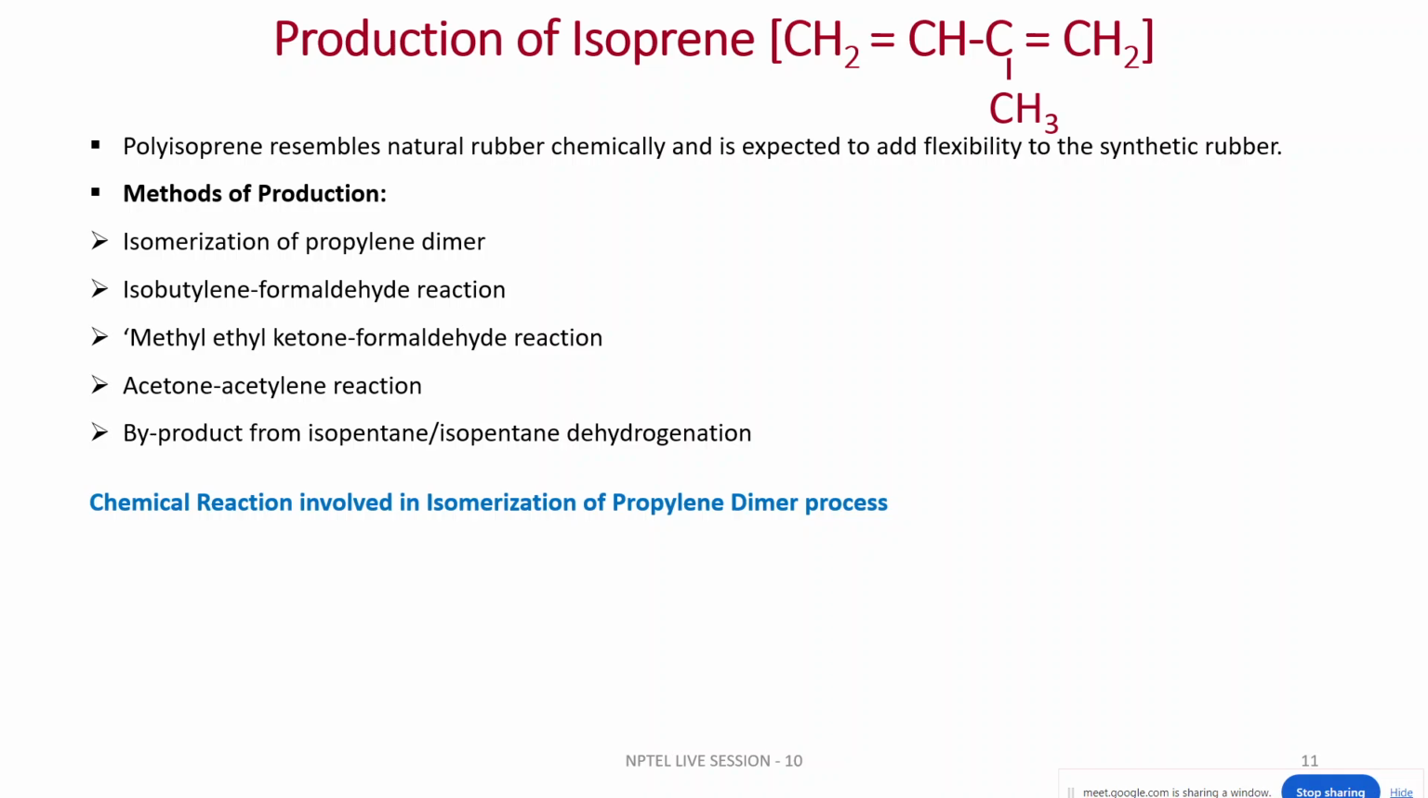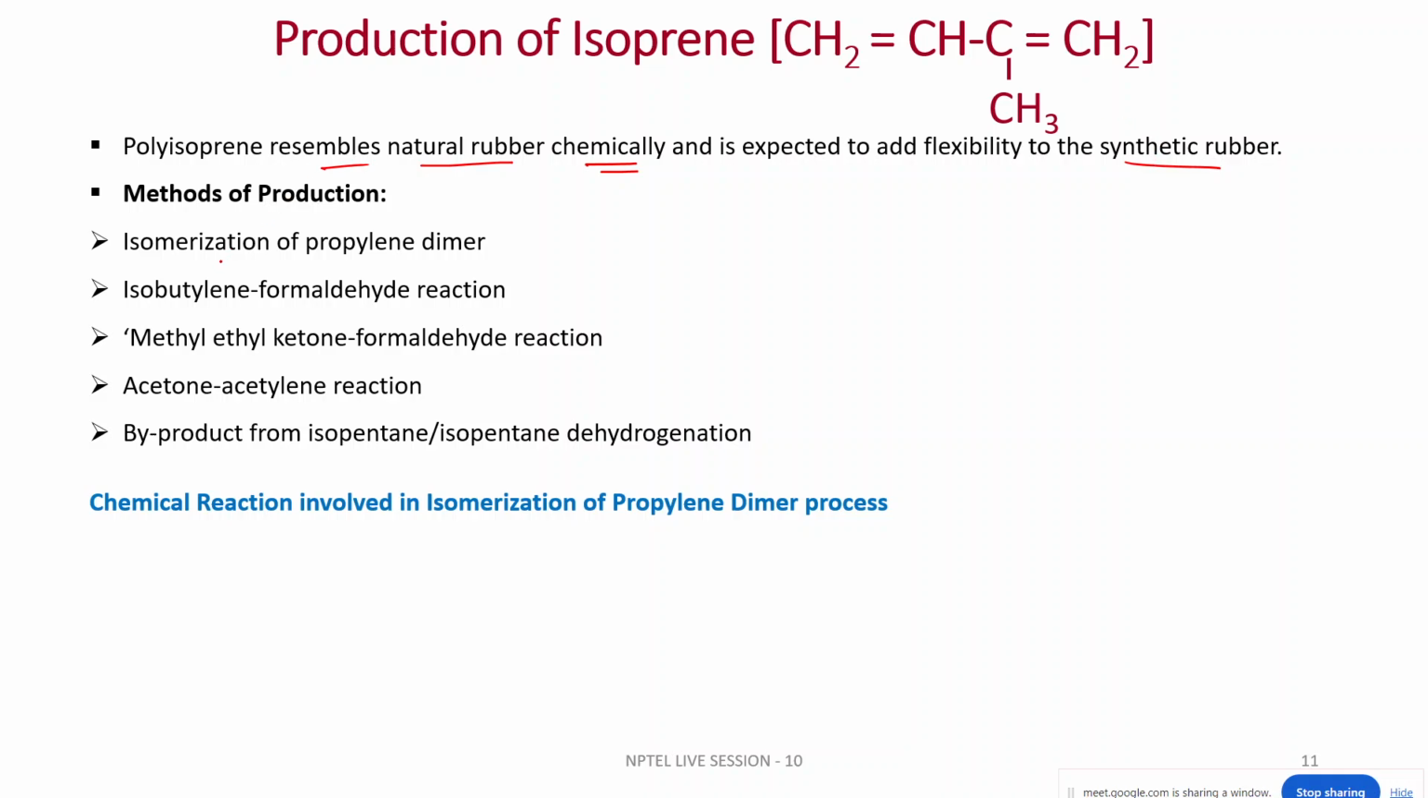We will be discussing the next, which is the production of the isoprene. Polyisoprene moreover resembles natural rubber chemically, and it is expected to add more flexibility to the synthetic rubber. So that's why polyisoprene is important for making these synthetic rubbers.